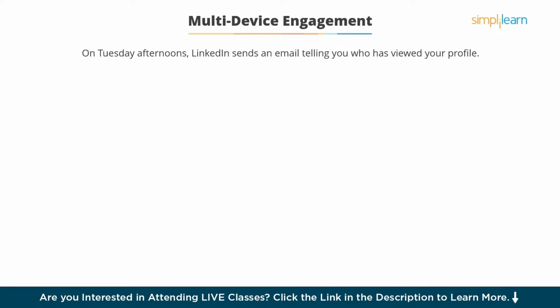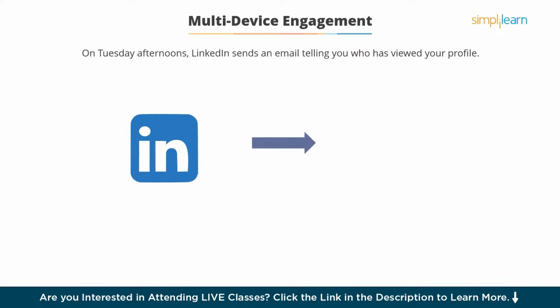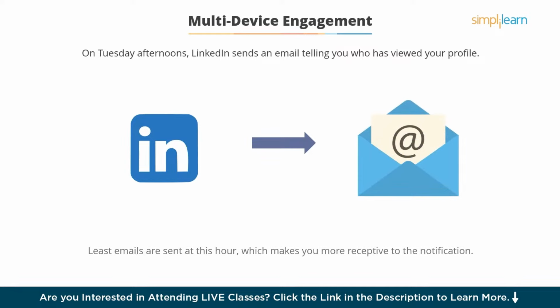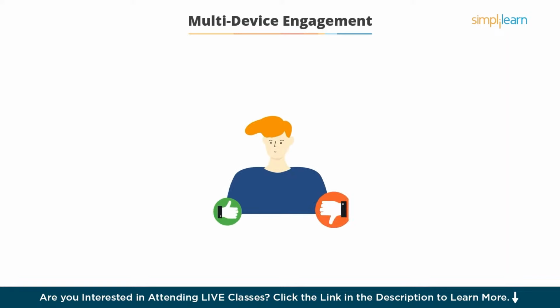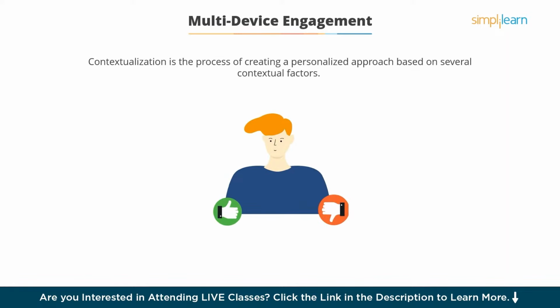On Tuesday afternoons, LinkedIn sends an email letting you know that people have been looking at your profile. It's the time of the day that the least amount of emails are sent, and it's probably just before break time when you get that message. So you take a few minutes, go to LinkedIn, and see who's been viewing your profile. This is a principle called contextualization. It means that the sender has taken a number of contextual factors into consideration when planning a personalized approach in sending their message.